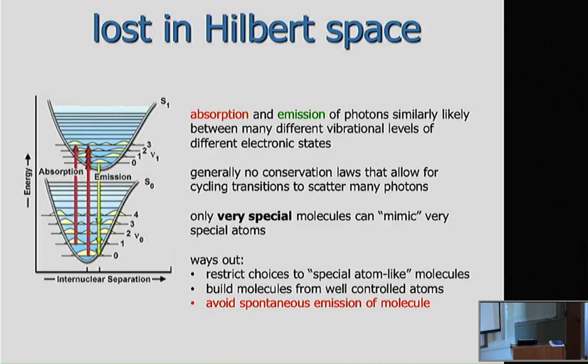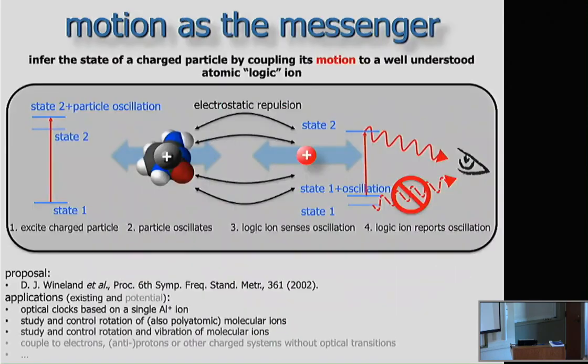But what you want to avoid in any case is spontaneous emission of the molecule, because that basically makes you be lost in dark space. So if you avoid spontaneous emission, you won't get any light from the molecule. And that means you don't really have anything to observe typically. So that's the problem. And the trick to get around it is we can use motion as the messenger, at least if our molecule is an ion.